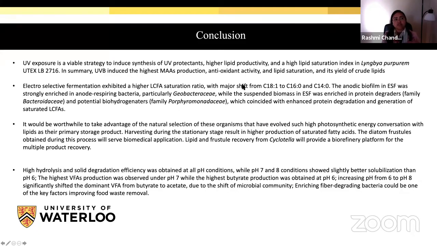So first, the one with the UV protectants. Yes, it is feasible to produce MAAs, mycosporine-like amino acids, along with the lipids.